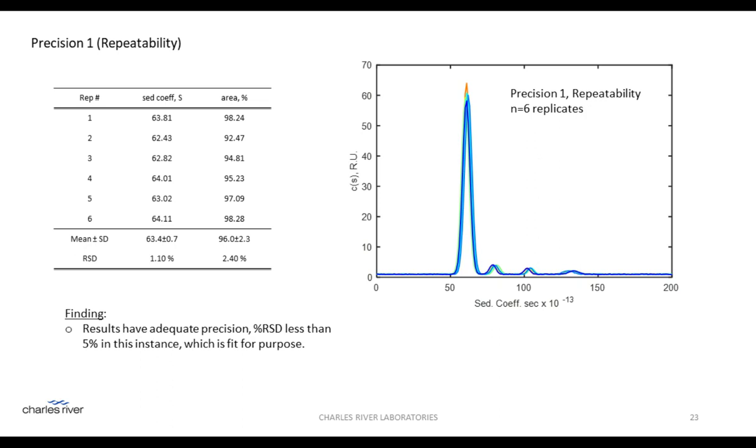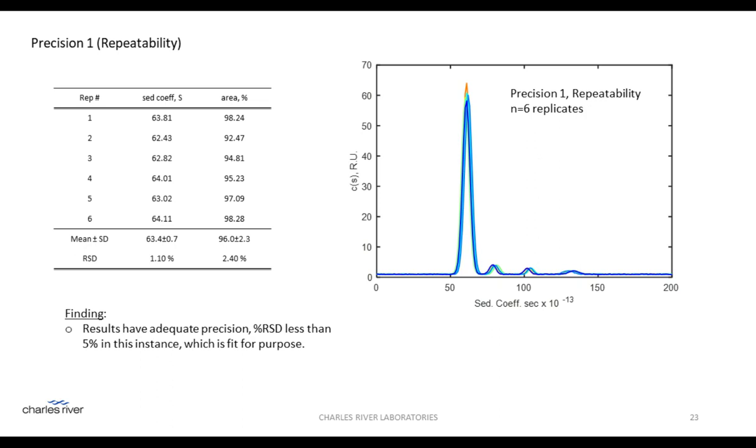Nevertheless, the ability to resolve subtle differences in the abundance of small peaks, as I've just shown, would only be reliable if the method had sufficient precision. And of course, precision is a primary objective for any method validation plan. So we've investigated what is the expected precision obtained for AUC assays when applied to AAV.